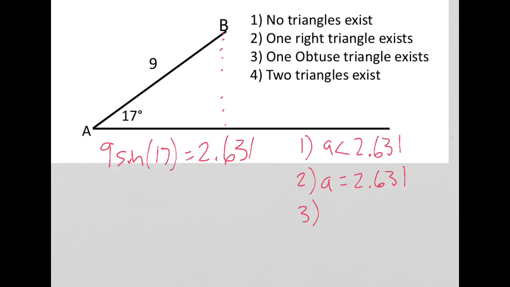If we want one obtuse triangle to exist, A has to be greater than or equal to the given side length, in this case 9. And if we want two triangles to exist, we need A to be greater than that right angle distance, 2.631, but less than that side given of 9. Those are the four situations right there. This will totally be something I ask you on your test.